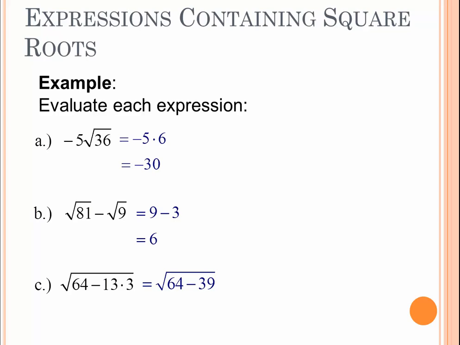So we simplify the multiplication first. We have 13 times 3, which is 39, and then 64 minus 39, which is 25. The square root of 25 is just 5. Another way to think about a square root is when you see square root of 25, think what number times itself equals 25. Well, that number is 5. 5 times itself, or 5 times 5, equals 25.